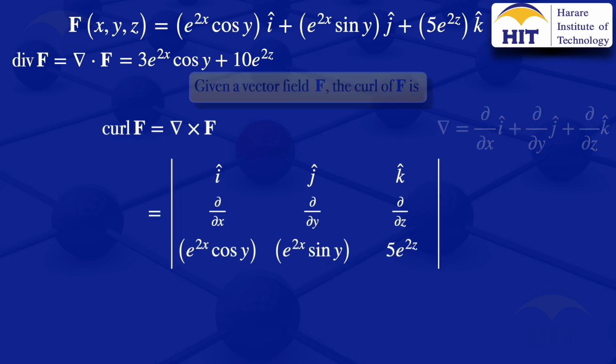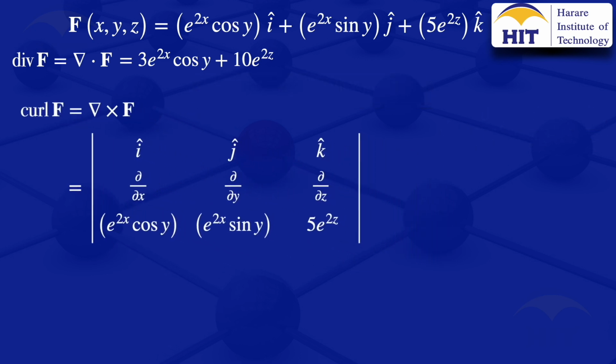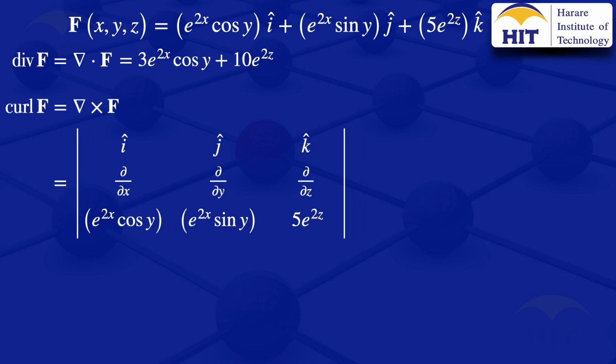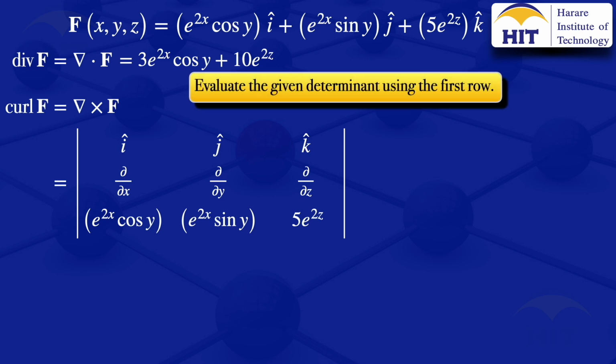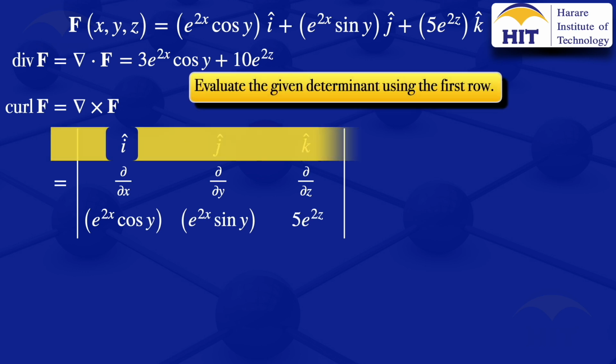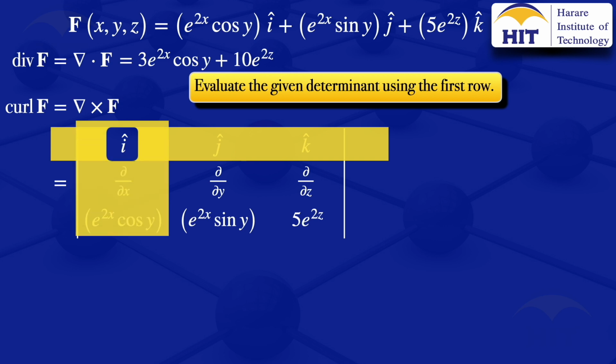So I will now go on and evaluate that determinant. To evaluate the determinant, I will use the first row. Using the first row, I will cover the row and the column containing the first element, the i there. Then we take the determinant of the uncovered elements. So that's a determinant of a 2 by 2.